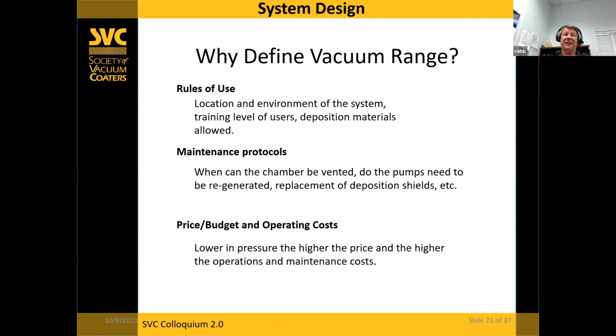So again, the vacuum range defines the rules of use. Who am I going to allow to touch the system? What am I going to allow to be put in the system? What kind of cleaning are these parts going to have to go through before they touch my system? What kind of materials can I use in these systems? The level of training the user has to go through in order to use the system. It's also going to define, as Duane pointed out, maintenance protocols.